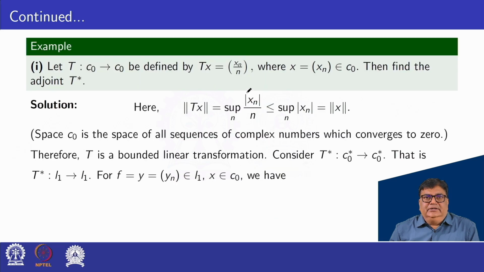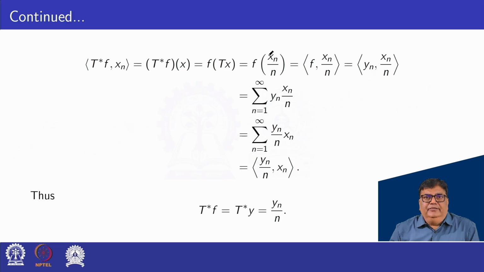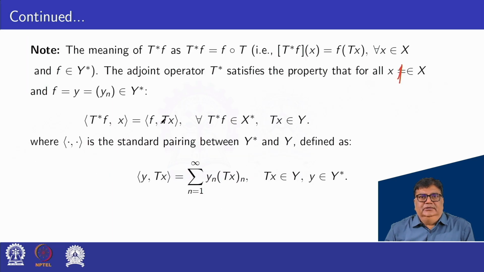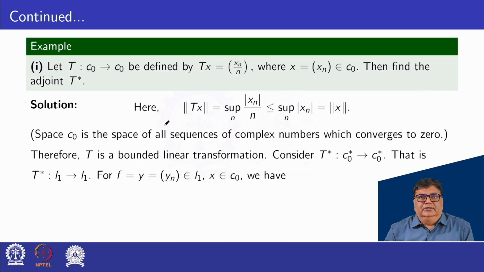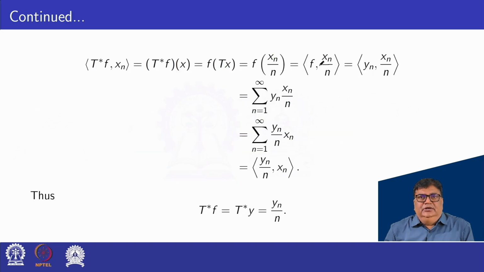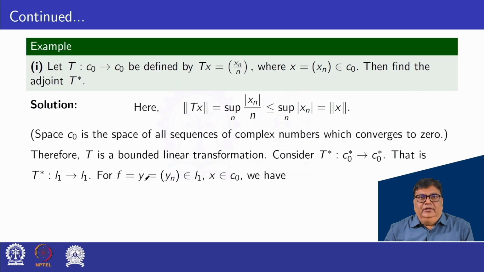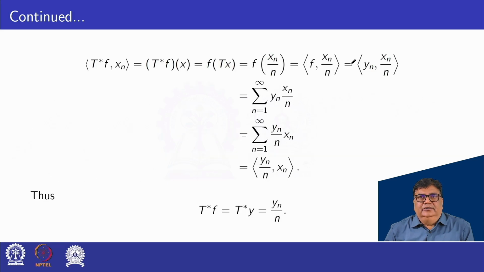So Tx is xn/n. So we can write f of (xn/n). This can be written as the inner product of f and (xn/n), as per this. f of Tx is the inner product of f and Tx. Okay, so f is y, that is yn. So we can write this as the inner product of yn and xn/n.